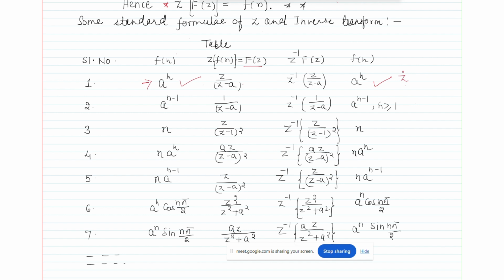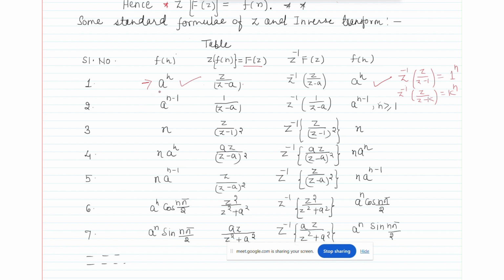Just as an example, Z inverse of Z upon Z minus 1 is 1 to the power n. Similarly, Z inverse of Z upon Z minus k will be k to the power n. In this way we can use the Z transform of this standard function, which is F of z, a function of z. So this was the use of the first standard result, a to the power n.